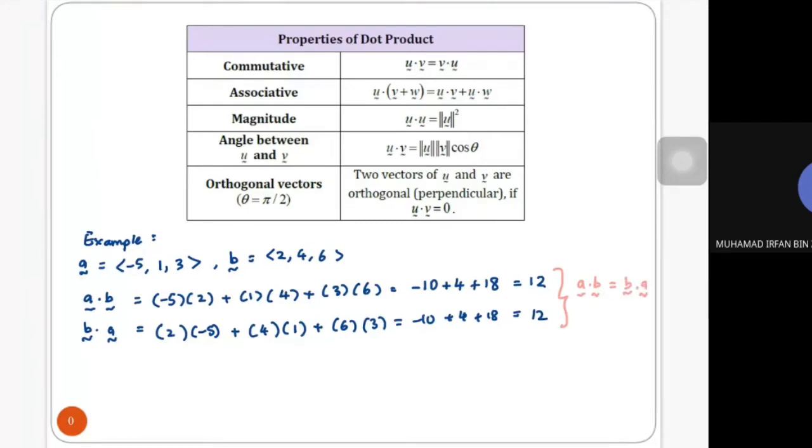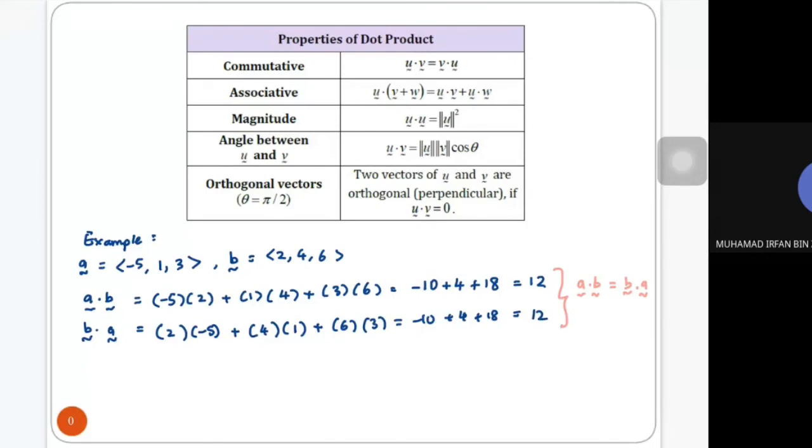For property number 2, associative. Look here, you have u dot (v plus w). In order to solve this, you have to expand the bracket. So u dot v plus u dot w. And then number 3, magnitude. u dot u is equal to the magnitude of u squared.